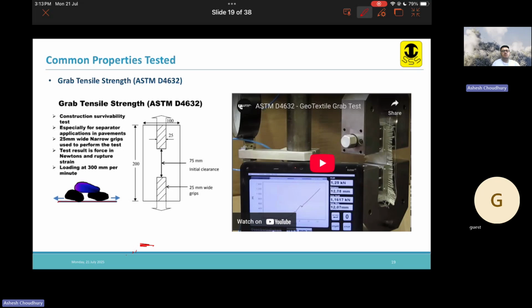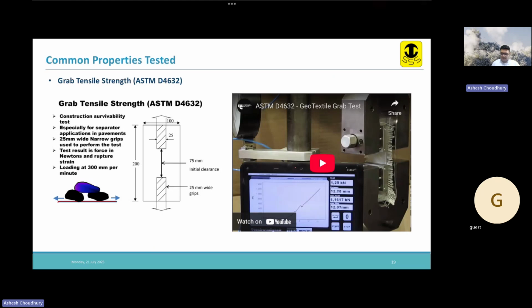The test result is in force in newtons and the rupture strain. Loading rate is 300 mm per minute. You can see the test diagram is also shown here. So you have a geotextile. These grips are 25 mm wide. The initial clearance is 75 mm. Then again 25 mm. So we have a 100 by 200 mm test sample. Let us see this test video.